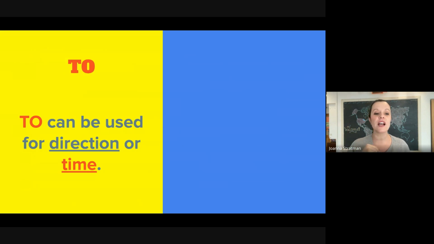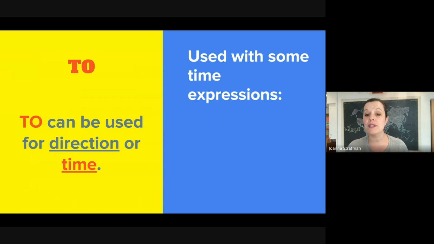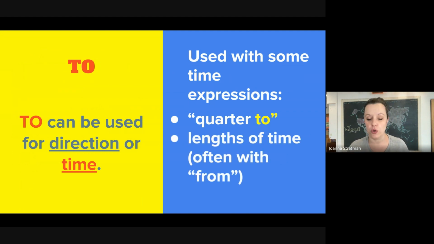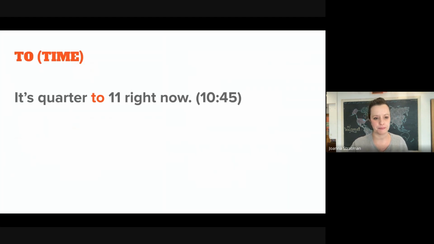Next, let's discuss using to for time. We can also use to when we discuss time. And it is used with some time expressions like quarter to. Quarter to is an expression we use with clock time. But we can also use to discuss lengths of time. And when we do, it is often with the other preposition from. Let's look at some examples.